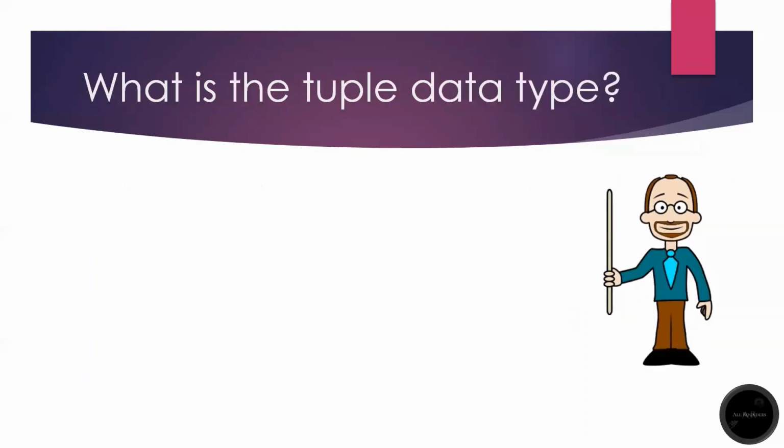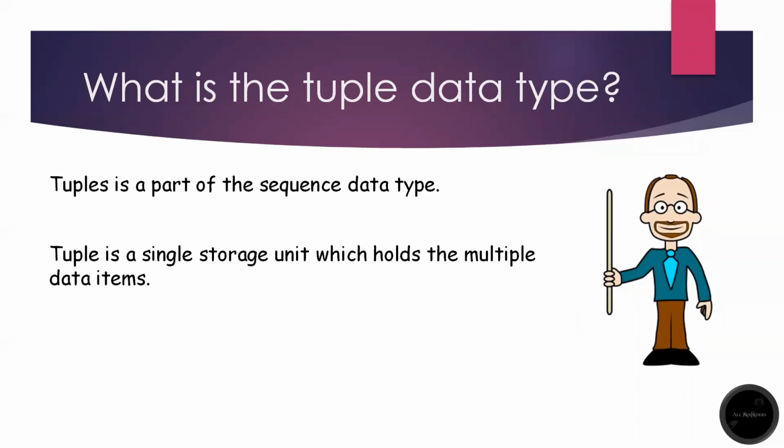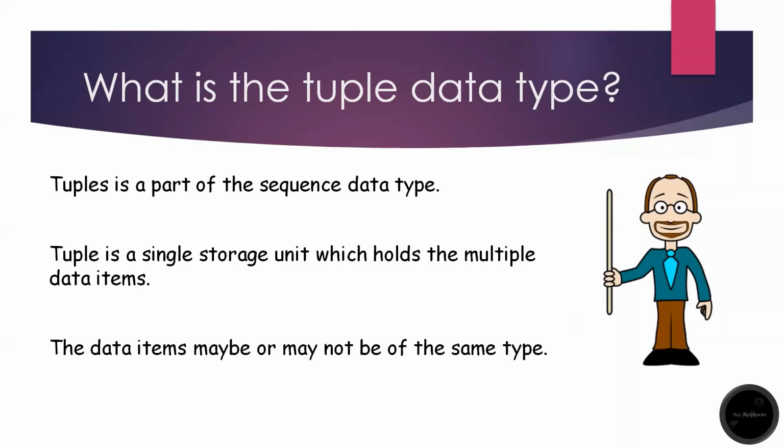Then, what is the tuple data type? A tuple is a part of the sequence data types. The tuple is a single storage unit which holds multiple data items, and the data items may or may not be of the same type. Okay, so like the list, a tuple can also store numeric and string data types in a single variable. And guys, these are immutable objects. You cannot change the variable's values in the memory location because these are immutable.